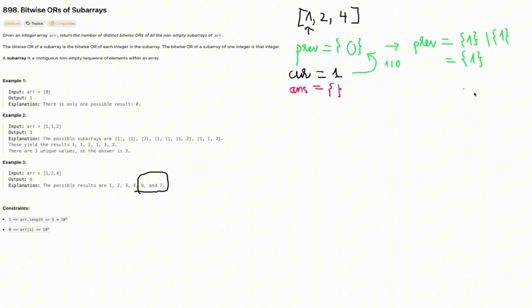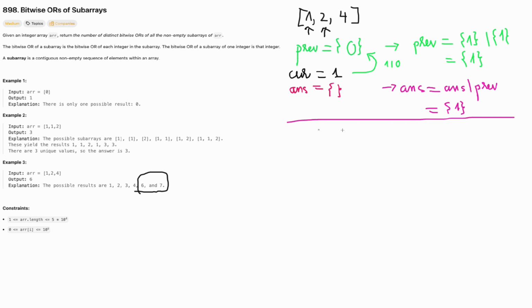Okay, so for now, how can we update the answer? The answer will be equal to the answer union, this is the operation for the set, with previous as well. For now the answer becomes 1. Okay, we have the number 1 first. So for the second iteration, we move here.